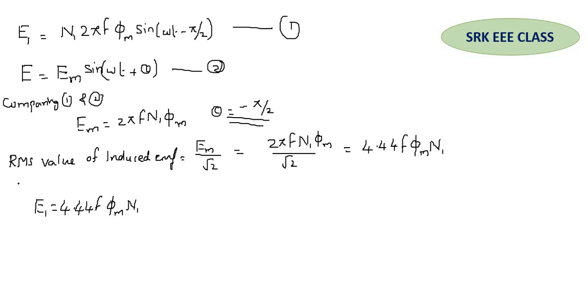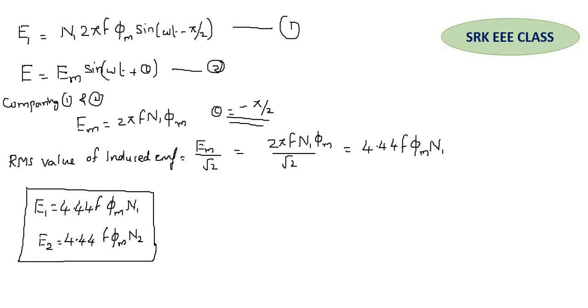If E1 is equal to 4.44 f phi m n1, then we can write E2 is equal to 4.44 f phi m n2. We can derive the same thing for the secondary also. Only thing, if there are n2 turns, this will become n2. So this is our EMF equation of a transformer.